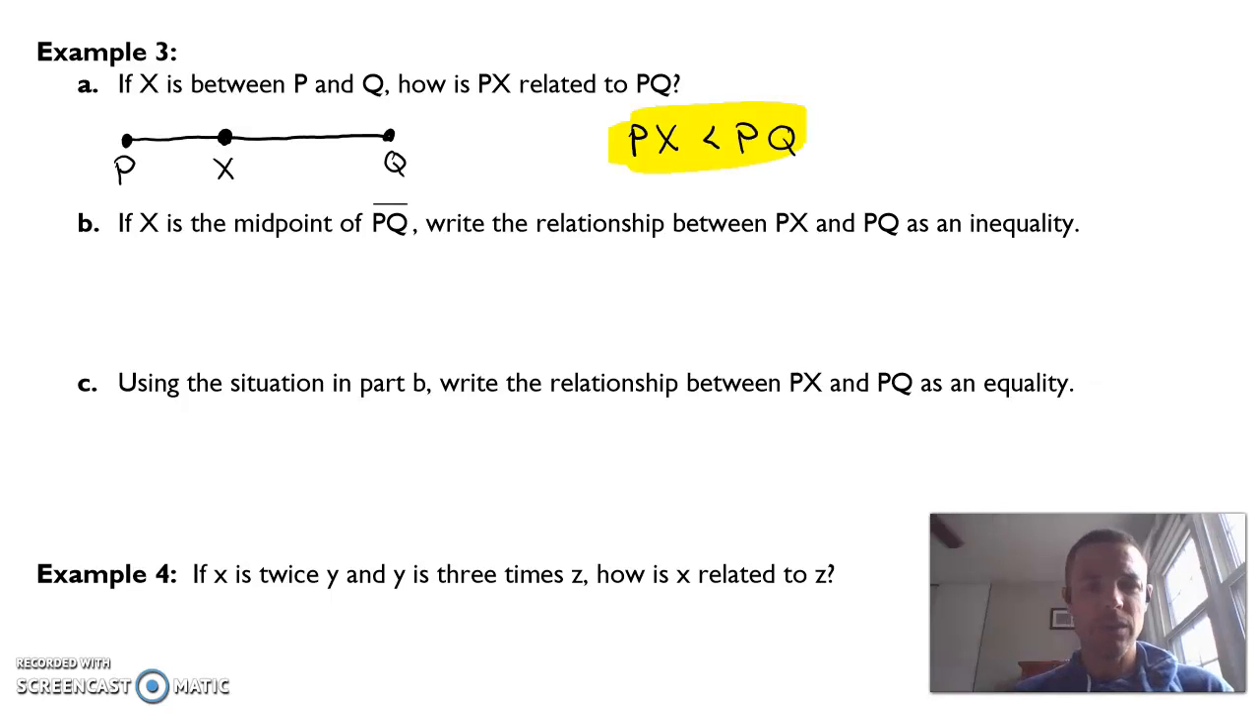So part A is hopefully a little bit more straightforward. X is between P and Q, so Px has to be less than PQ. If it's somewhere in between the whole thing, then the length has to be less than the length of the entire thing.